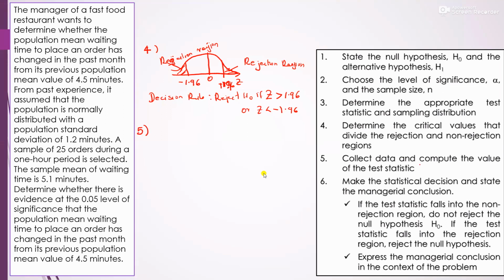Step 5: collect the data and compute the value of the test statistic. From step 2, we have Z equals X bar minus mu over sigma over the square root of n. That is X bar. Here a sample of 25 orders during a 1 hour period is selected, and the time is 5.1. Mu means, under H naught, what is the value. So here also we have to know our H naught.